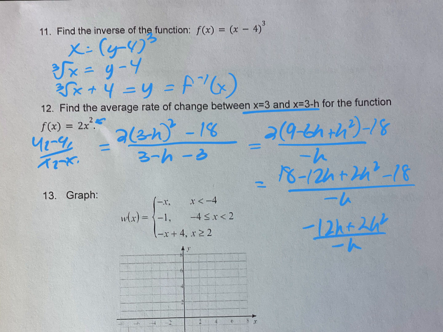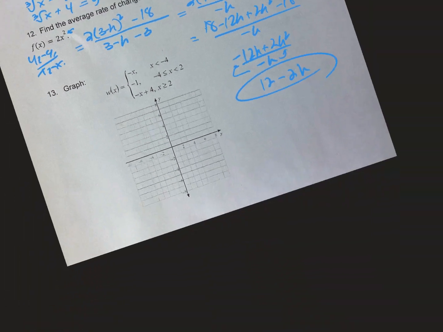I'm going to factor out, I'm going to divide a negative h into everything. So if I do negative h into that first term, I get positive 12. And if I do negative h into that term, I get negative 2h. And there it is. There's your average rate of change. 13 looks like the last one.